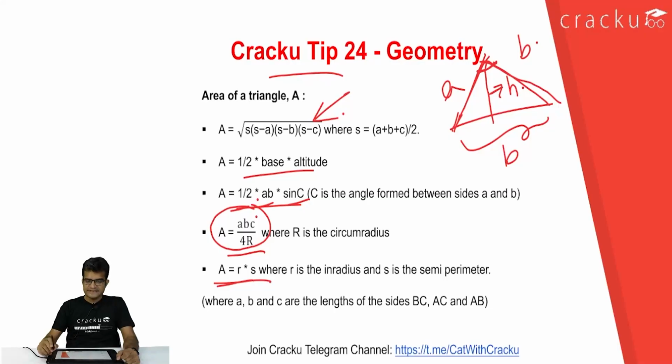Or if you know the in center, then A is equal to R into S, where S is the semi-perimeter and R is the in radius. So all of these formulas can be used and you are going to get the same area. Let us now look at the next question.